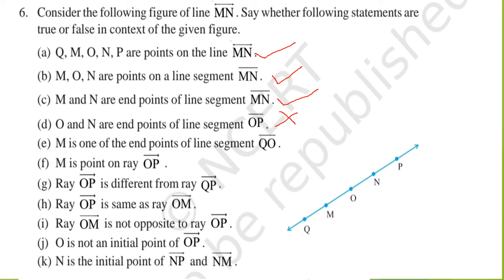False. M is one of the endpoints of line segment QO. False. M is a point on ray OP. False. Ray OP is different from ray QP. True.